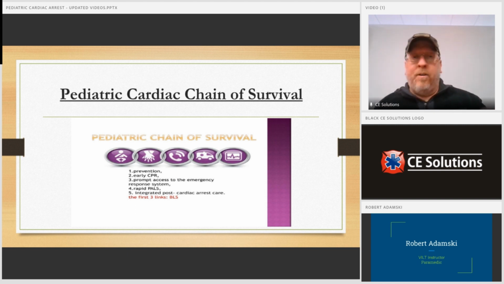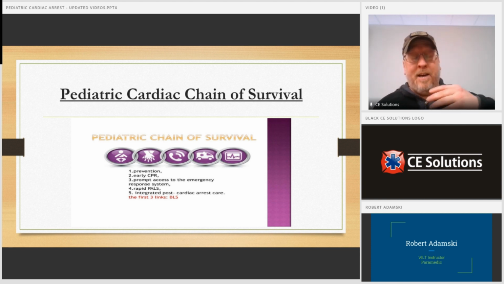And then we talked about the importance of the fourth link in the pediatric chain of survival, rapid PALS, or rapid pediatric advanced life support: paramedics with advanced airway techniques, with advanced medications, and most importantly, with the defibrillator. We need them there quickly. We need them there in a prompt and timely manner, hopefully in less than 10 minutes.